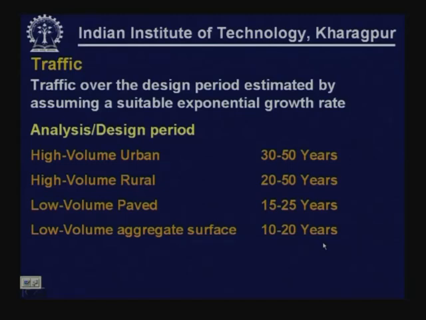The traffic is characterized in the following manner. Traffic over the design period is estimated by assuming a suitable exponential growth rate. Analysis or design normally has to be carried out for 30 to 50 years for high volume urban roads. If we have high volume rural roads, the design period can be 20 to 50 years. Low volume paved roads, 15 to 25 years. Low volume aggregate surface roads, which are not sealed by either bituminous surfacing or by any stabilized layer, the design period can be 10 to 20 years.